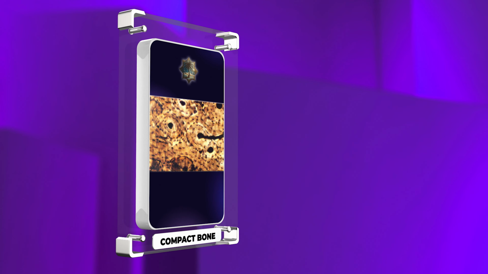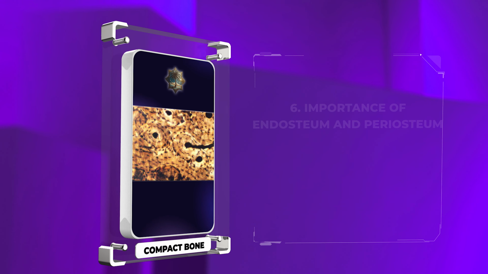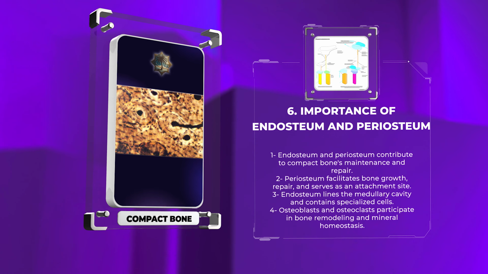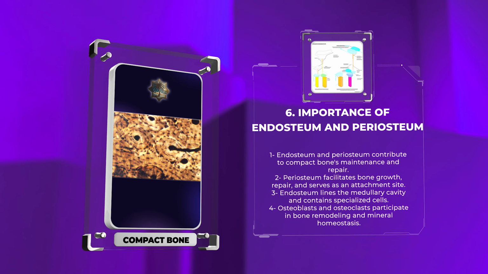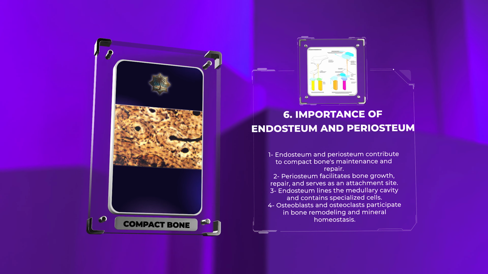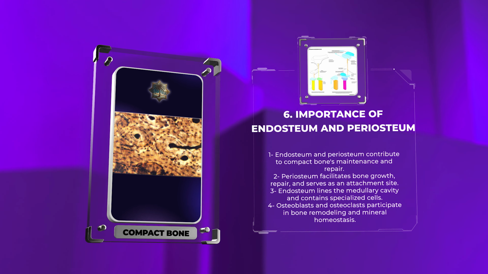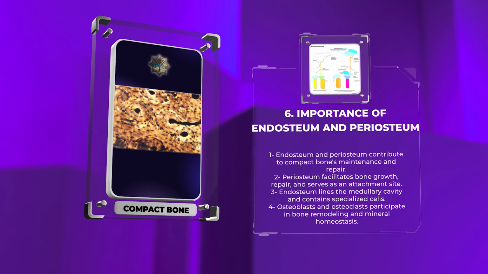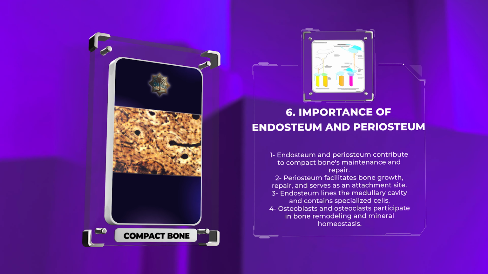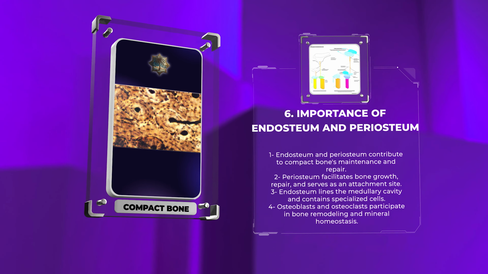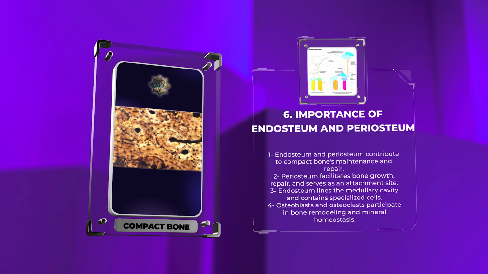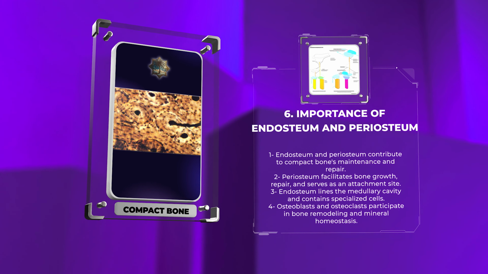In addition to the osteons and osteocytes, the endosteum and periosteum significantly contribute to compact bone's maintenance and repair. The periosteum, the outer connective tissue layer covering the bones, facilitates bone growth, repair, and serves as an attachment site for tendons and ligaments. On the inner surfaces of bones, we find the endosteum, which lines the medullary cavity. Endosteum contains specialized cells, including osteoblasts and osteoclasts, that actively participate in bone remodeling and mineral homeostasis.